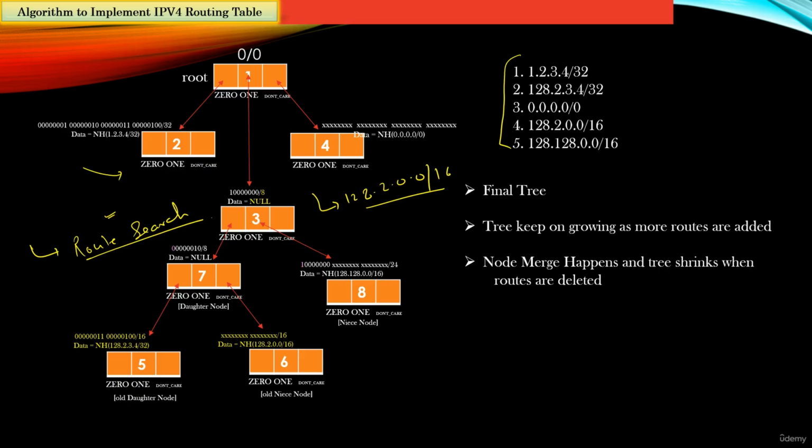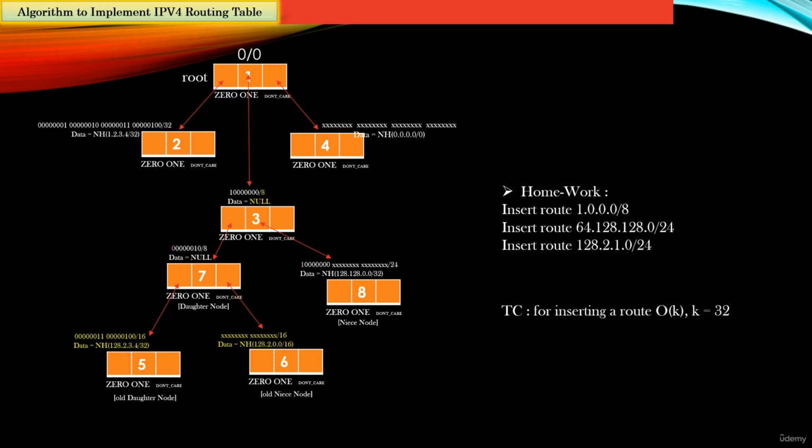So guys, with this we have completed the route insertion algorithm, and as an exercise I would suggest that you try to draw your own mTry data structure and see how the mTry data structure transforms when you insert the following routes in this already constructed mTry. Alright, and the time complexity of inserting a route in this mTry data structure is order of k, where k is the number of bits that you are inserting. So for IPv4 routes, k is a constant which is 32. So in other words, the time complexity of inserting a route in this mTry data structure is order of 1.